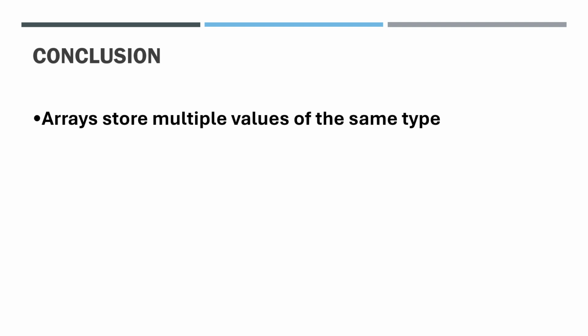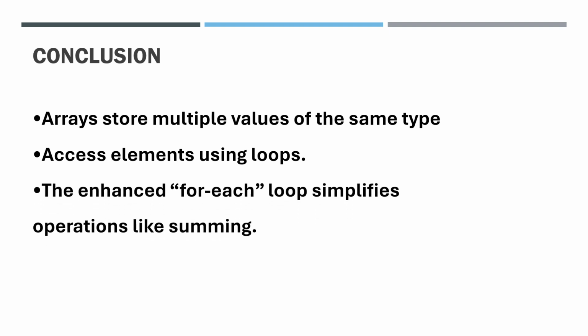Conclusion. Arrays store multiple values of the same type. Access elements using loops. The enhanced for-each loop simplifies operations like summing. To summarize, arrays in Java let us store and process multiple values efficiently. With the help of loops, especially the enhanced for-each loop, we can perform operations like calculating the sum of all elements very easily.